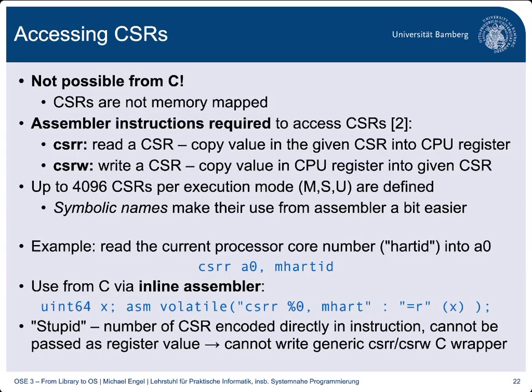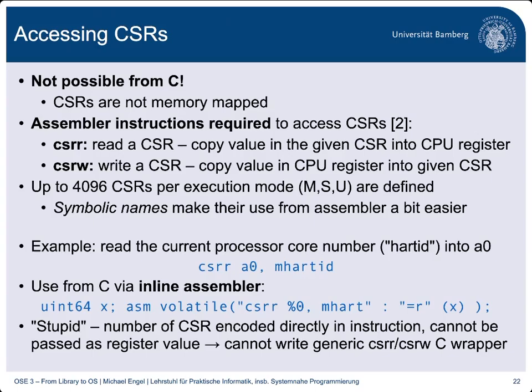So we have CSRs. How can we access them? Obviously, our C compiler also doesn't know about CSRs. So they're not mapped into memory. And of course, they're not mapped to any variable somewhere. So we need, again, assembler instructions to access these. So there's two assembler instructions, CSRR, to read a CSR, so it copies a value in this given CSR number, which also have names, into a CPU register, and there's the corresponding instruction CSRW, which writes a CSR. So it copies a value which resides in a CPU register into the CSR.